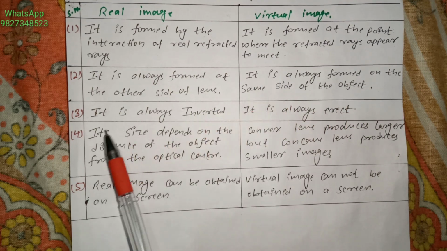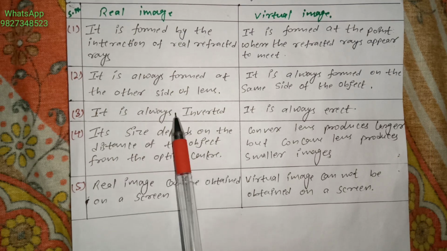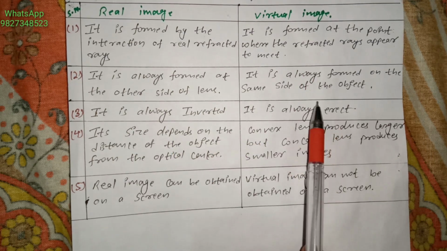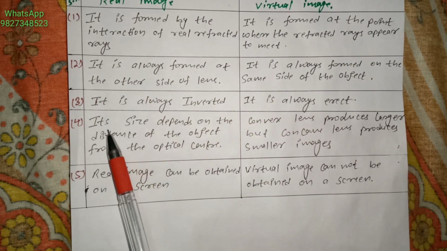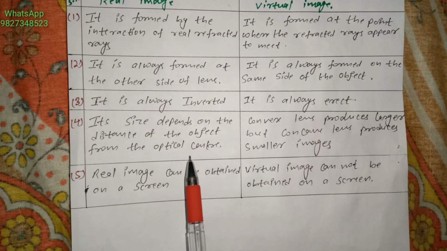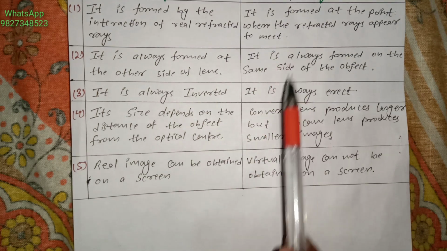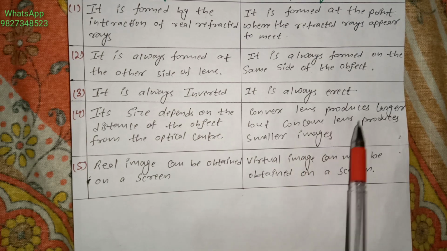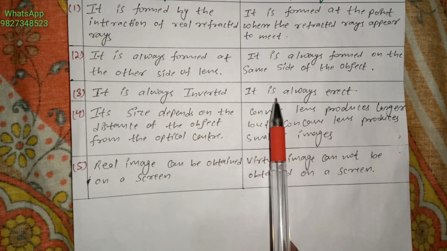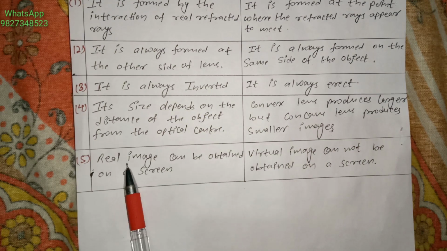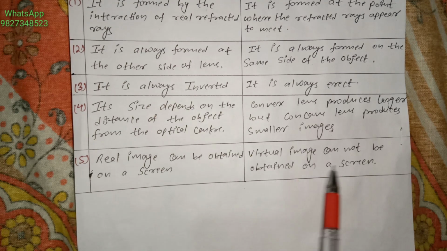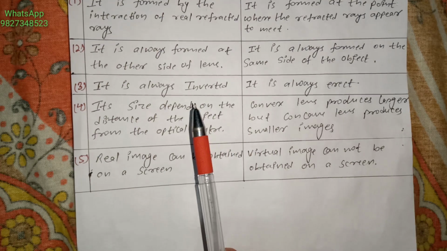The third difference is real image is always inverted and virtual image is always erect. Real image size depends on the distance of the object from the optical center. But in virtual image, convex lens produces larger image, but concave lens produces smaller images. And the last difference is real image can be obtained on a screen and virtual image cannot be obtained on a screen. So these are the differences.